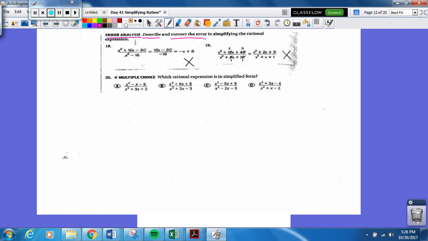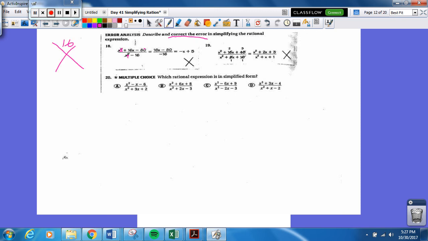So 18. Look at this. Work the person did. Where did they mess up? Oh, I see it. You see it? Yeah, they tried to cross out the x squared when you have a plus and a minus there. You can't do that. You can only do that when you multiply. So, what are we going to do? We identify that you cannot factor out an x squared. You cannot say that equals 1. You have to actually factor the numerator and denominator. So, let's fix the error. Correct the error. We can do that.